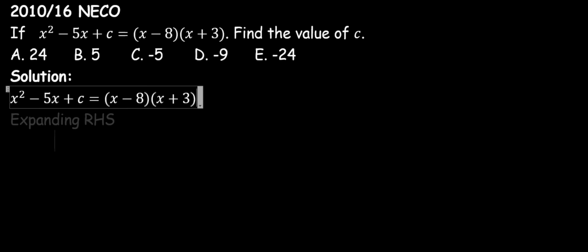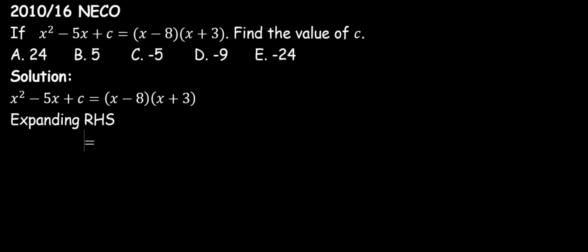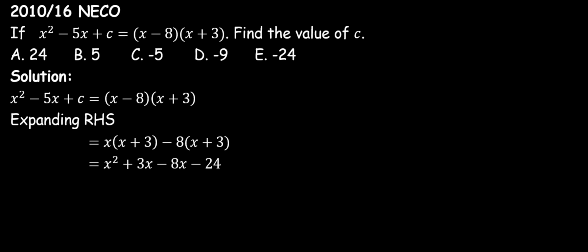Expanding the right hand side, our result will equal x(x + 3) - 8(x + 3). That will give us, when we now open up the bracket, x² + 3x - 8x - 24. Now we can equate both terms, left hand side equals right hand side. So we have x² - 5x + c equals x² - 5x - 24. From here, we can deduce that c equals -24.